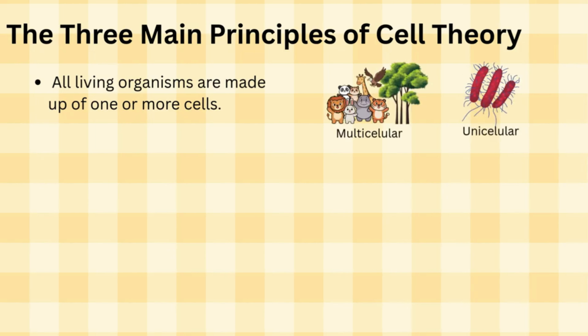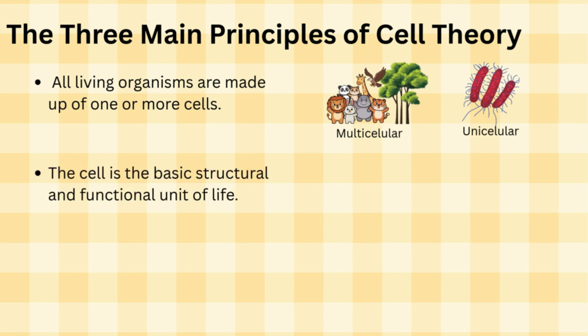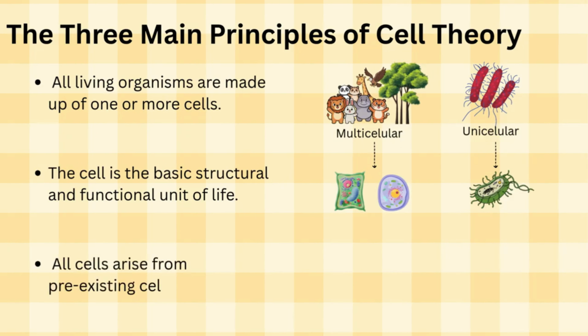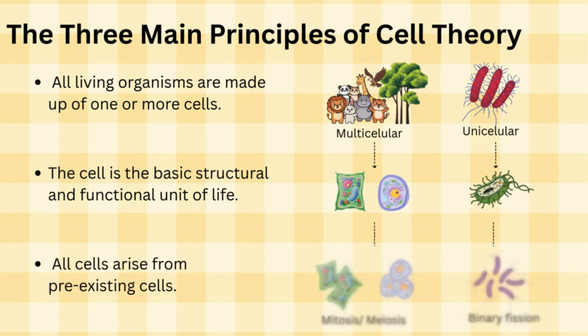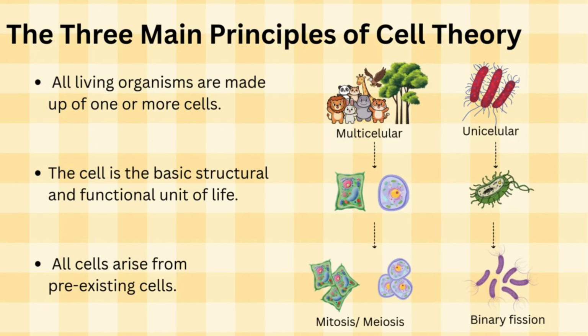Others like plants and animals are made of millions or even trillions of cells. The cell is the basic structural and functional unit of life. This means that the cell is the smallest unit capable of carrying out all the essential processes of life. All cells arise from pre-existing cells. Cells do not appear spontaneously. They are produced when existing cells divide.